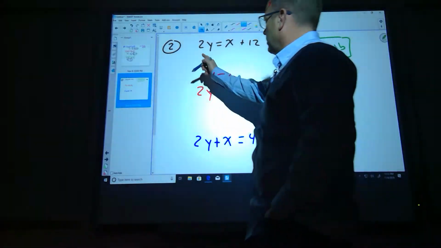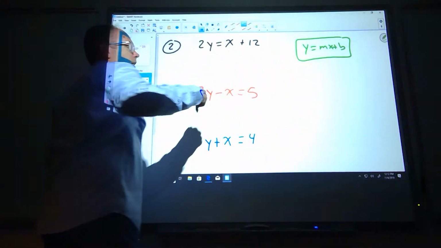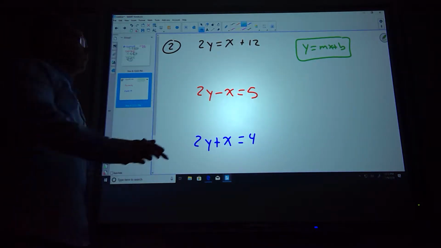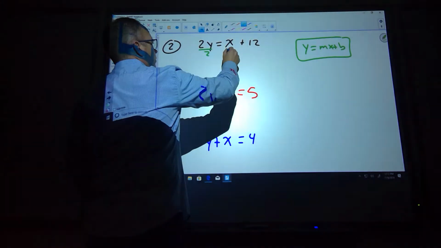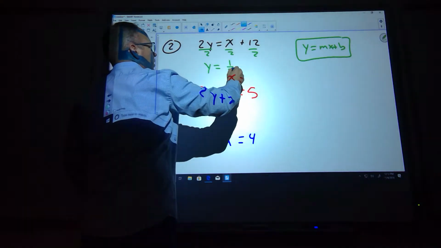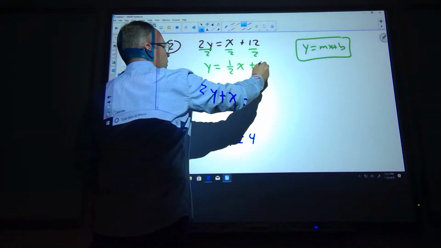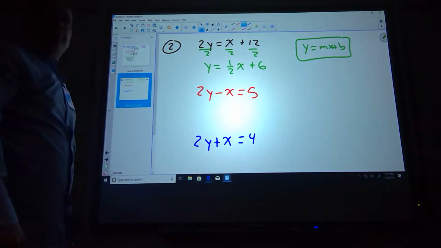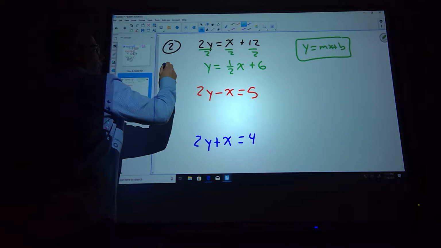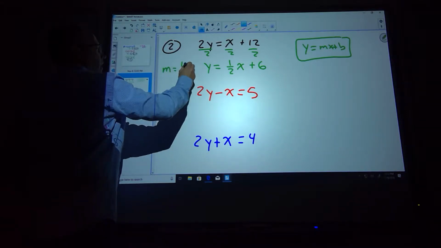So on this first problem, how do I get 2y not to be 2 times y? What do I have to do to everything? Divide everything by 2. Okay, y equals x over 2 is 1/2 x plus 6. So what's the slope of the green? 1/2. Everyone okay with that?